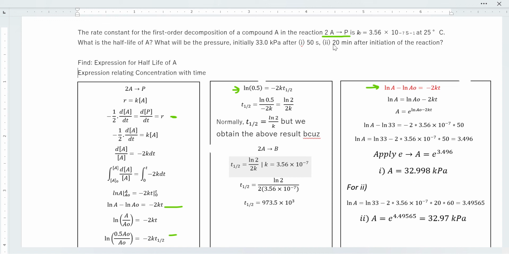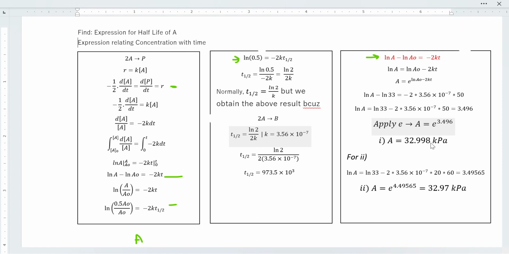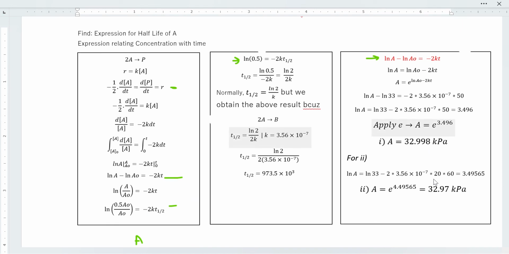Now let's go to the next part. It says 20 minutes. If we look up, the units of k are second inverse, so it means time is in seconds. So I'm going to convert 20 minutes into seconds. Hence, I multiply 20 by 60 in place of t, and this is the expression I obtain.